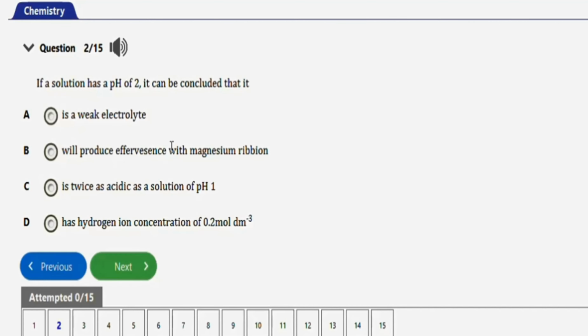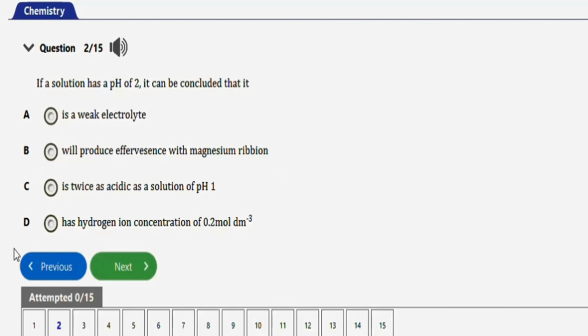Alright, so a pH of 2 is an indication of a strong acid. Basically, strong acids react with metals to release hydrogen gas, so that evolution of hydrogen gas is the effervescence. When a strong acid, for example hydrochloric acid, reacts with magnesium, you're going to have magnesium chloride and hydrogen gas being evolved. So the right option is option B, effervescence with magnesium ribbon.